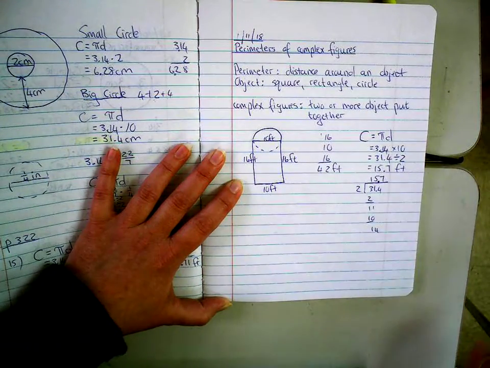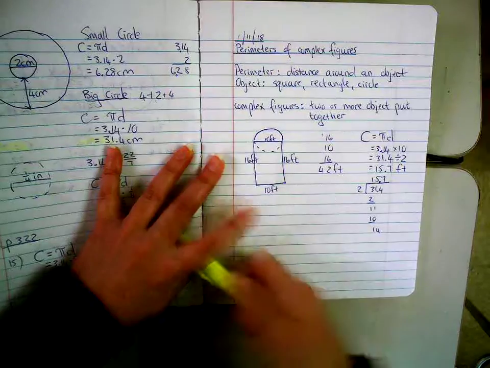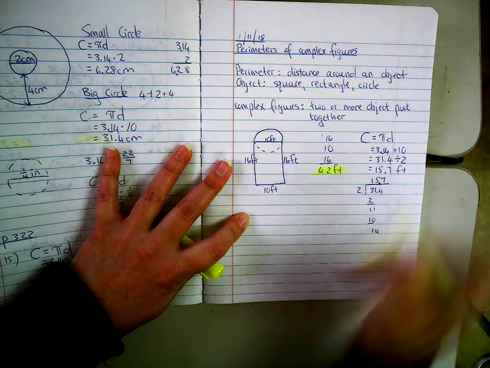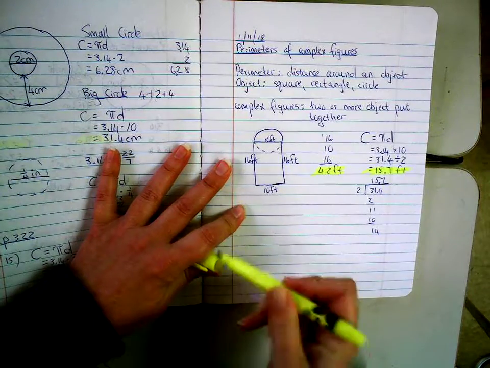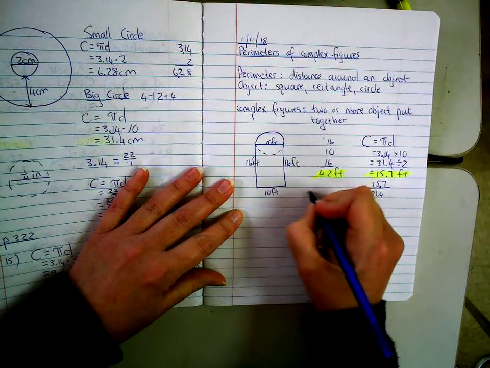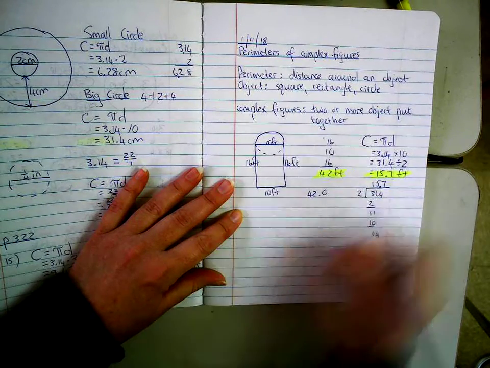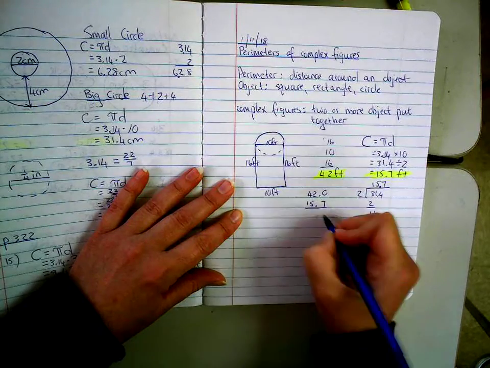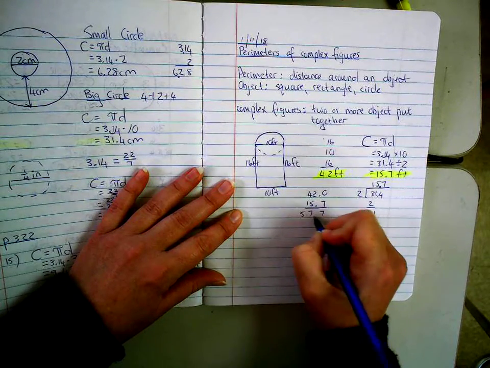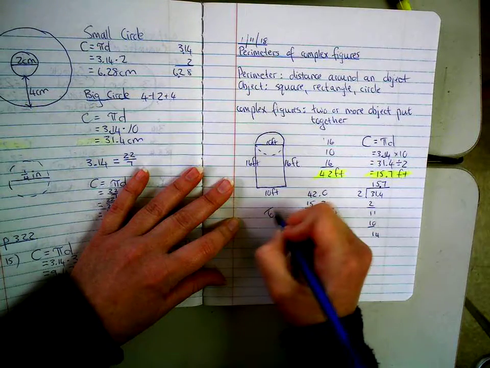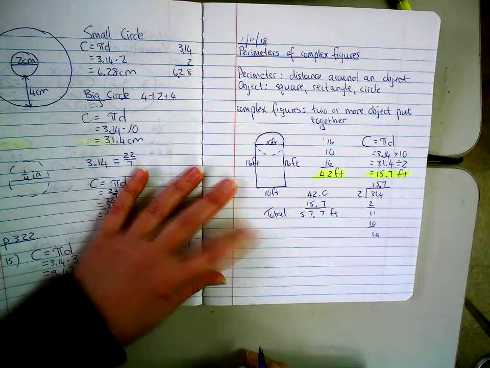This is not difficult. So what do I do now? Now all I need to do is take the wall's perimeter, take my semicircle's perimeter, and add the 2. So 42.0 plus 15.7 gives me a total of 57.7 feet. There we go. There's your final answer.